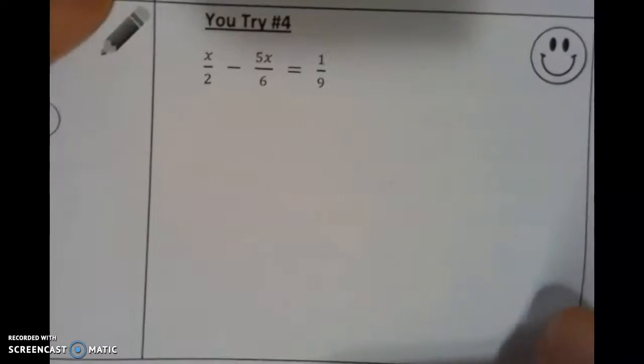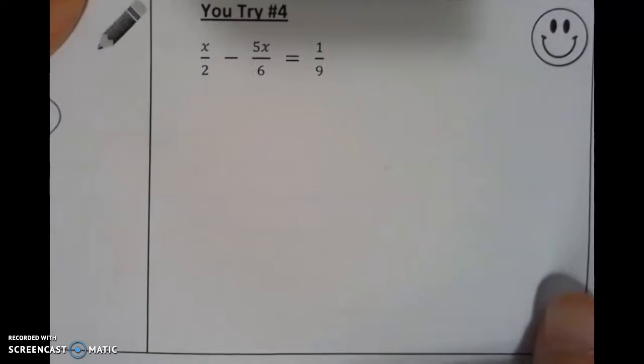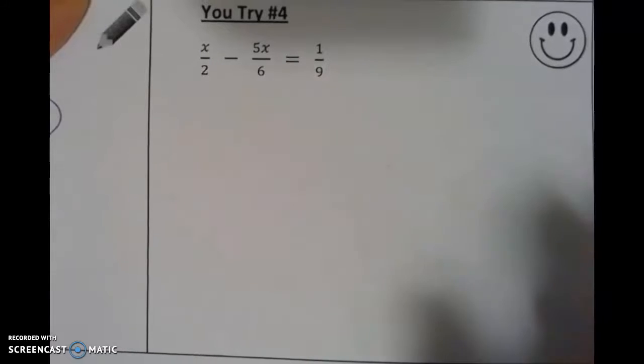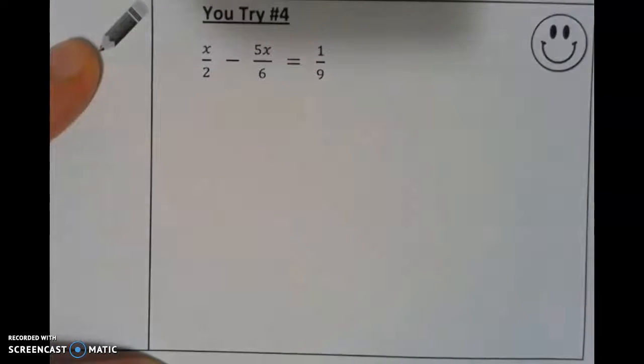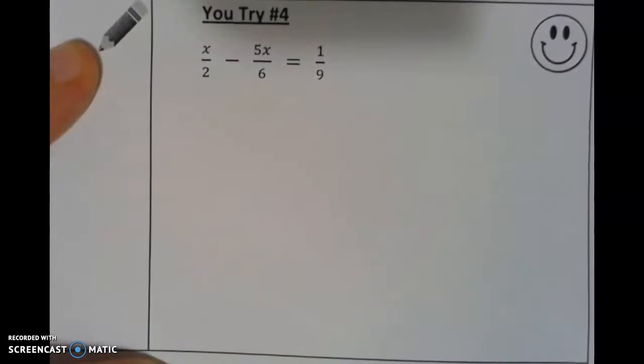Okay, your turn. Try to solve this problem. x over 2 minus 5x over 6 is equal to 1/9. Please pause the video. And if you get stuck, I'm going to give you a clue.